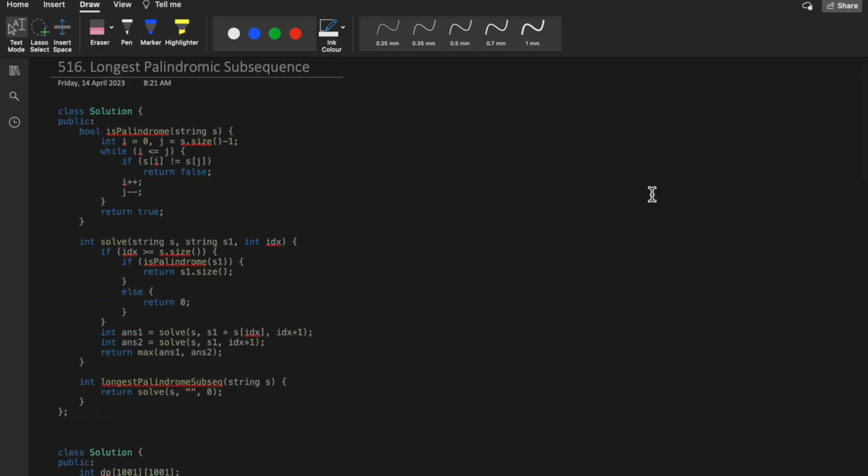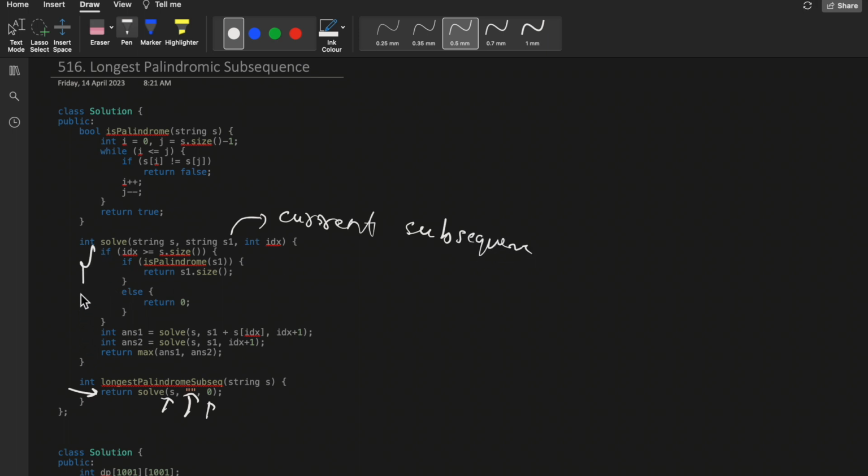The code for the recursive solution would be directly a copy of the approach that we discussed. Here in the code, we call this solve function, where I pass the given string, the new subsequence, and the index 0. We are starting with index 0, and this s1 will store the current subsequence. So this is the base condition, let's discuss this afterwards. As I told you, there are two choices, and both choices will return some answer, answer 1 or answer 2.